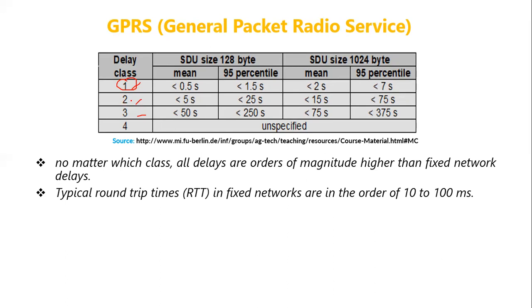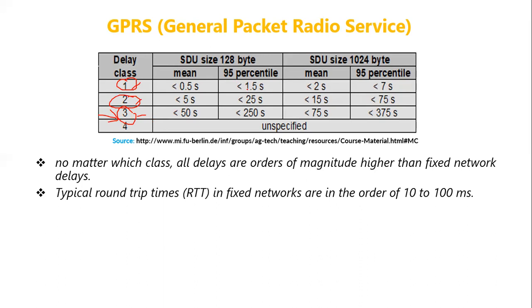Class 2 will be used for applications that can tolerate delay up to a certain extent, so here the mean delay is less than 5 seconds. And class 3 will be used for delay insensitive applications, where the delay can be up to less than 50 seconds. For example, if you are watching a cricket match, that will come under class 3, because a delay of less than 50 seconds is not going to affect anybody.